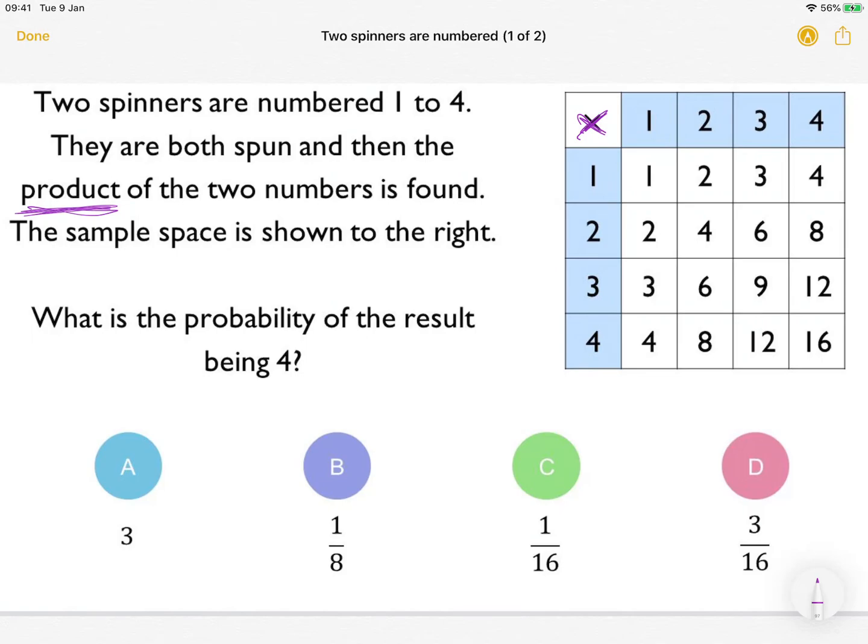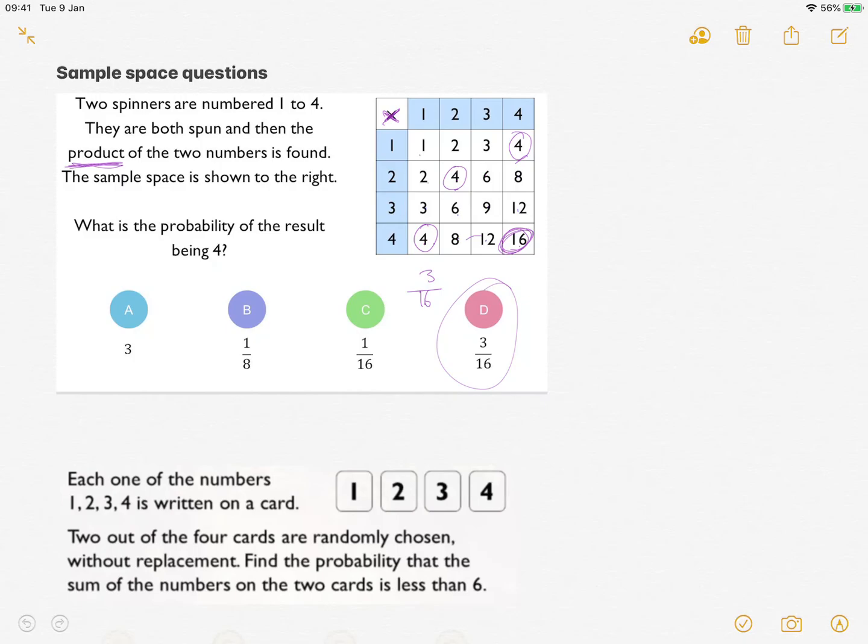What is the probability of the result being 4? Well, I can see that if I spin a 1 and a 4, I'd get 4. If I spin a 2 and a 2, I'd get 4. If I spin a 4 and a 1, I'd get 4 as well. So I can see that out of 1, 2, 3, 4, 5, 6, 7, 8, 9, 10, 11, 12, 13, 14, 15, 16 possible outcomes. So notice that 16 isn't to do with this answer being 16, but it's because there's 16 possible outcomes. And there's 3 4s, so my answer is D, 3 over 16. Make sure you mark that or correct it in your book in red pen.